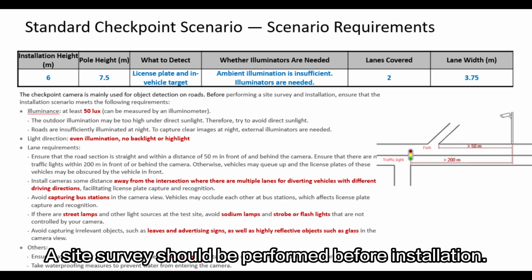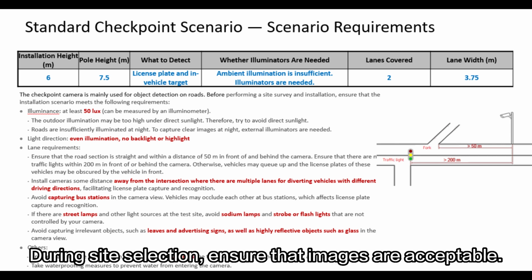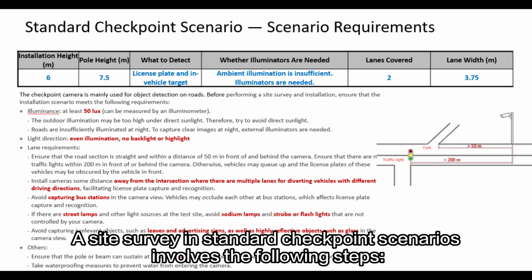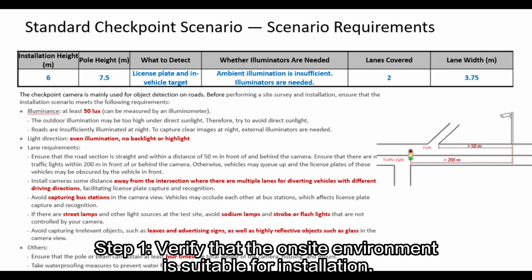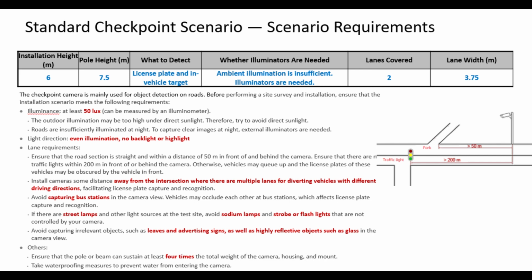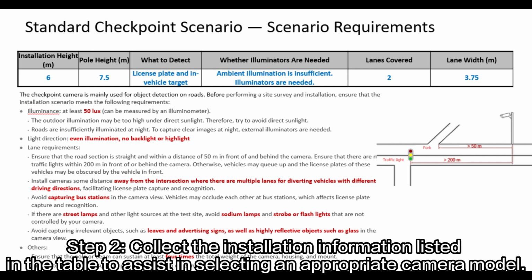A site survey should be performed before installation. During site selection, ensure that images are acceptable. A site survey in standard checkpoint scenarios involves the following steps. Step 1. Verify that the on-site environment is suitable for installation. Step 2. Collect the installation information listed in the table to assist in selecting an appropriate camera model.